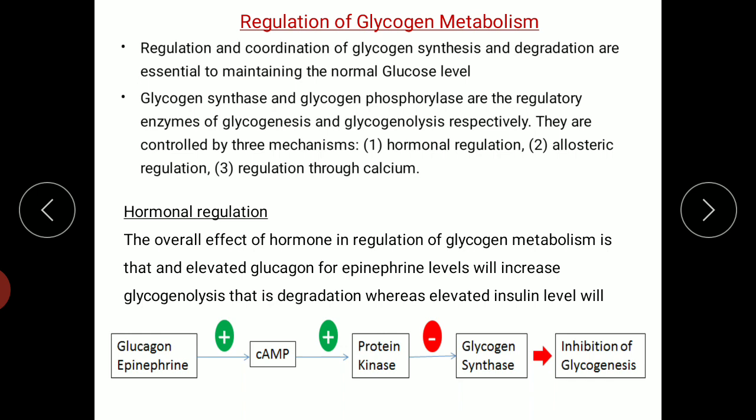And hormonal regulation, glucagon and epinephrine will activate protein kinase through cyclic AMP. This will deactivate glycogen synthase enzyme that will cause inhibition of glycogenesis.